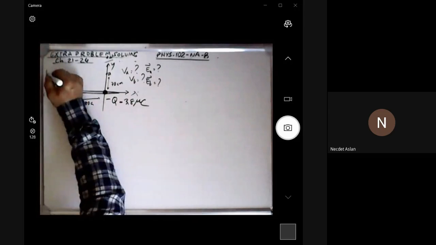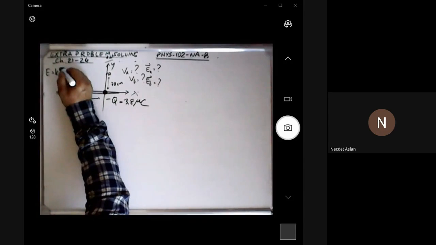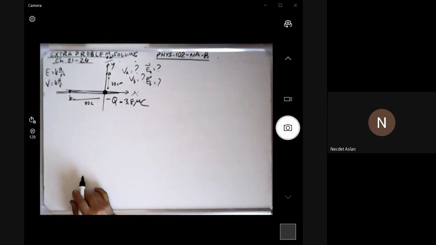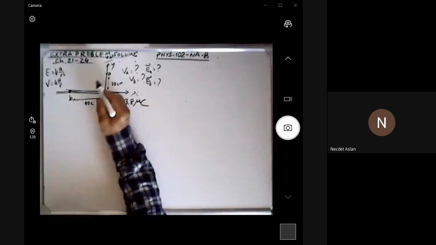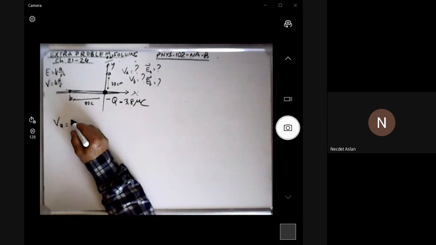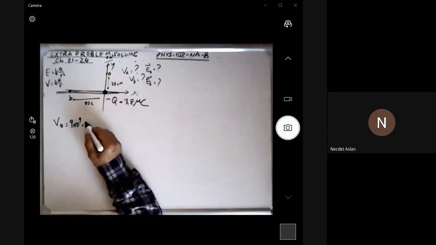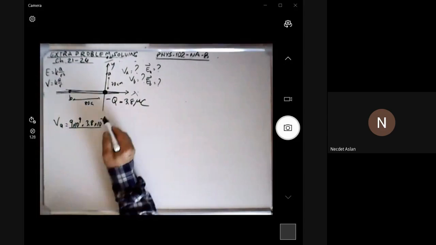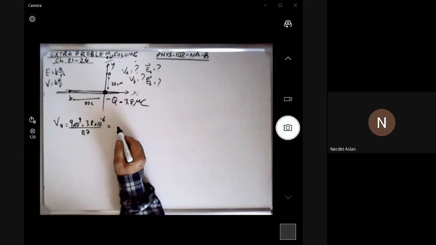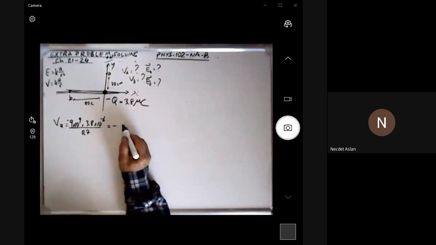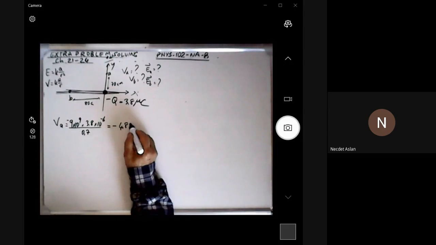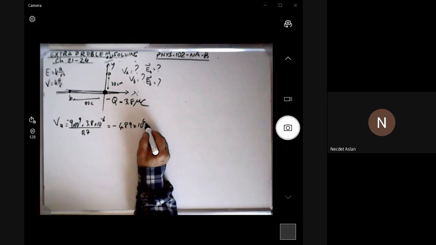Let's write the expressions for the potential and the electric field. Electric field is KQ over R squared, but the potential is KQ over R. Don't forget, we will use these expressions. Because we have only 1 point charge, the potential at point A is just K, which is 9 times 10 to the 9, times the charge, which is 3.8 times 10 to the minus 6, micro is minus 6, divided by the distance, which is 0.7. So when we do this, we see that the potentials will be all negative because the charge is negative. So put a minus sign. The first potential will be minus 4.89 times 10 to the 4 volts, of course.